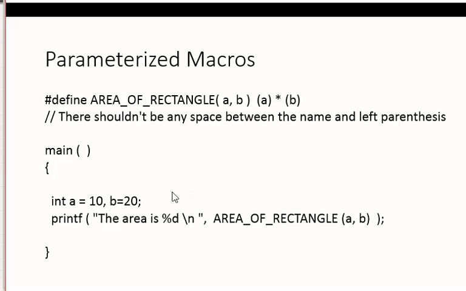And if you run a simple program here, a equal to 10, b equal to 20, the area of rectangle expands a comma b as parenthesis a close parenthesis times parenthesis b close parenthesis. Then you get the right area. In this case, 10 times 20, which is 200, right?